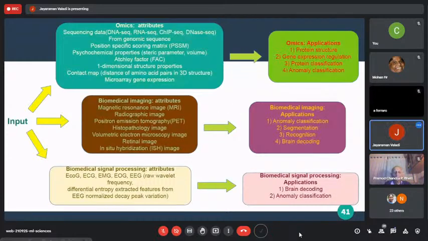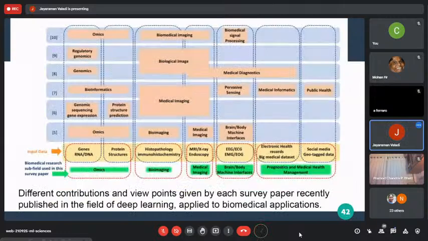The third type of attributes is biomedical signals. They are not images. So you can extract time domain attributes, frequency domain attributes, and multiple attributes from this, and then use these attributes as input to the machine learning methodologies and identify multiple diseases. This is just a cartoon of different papers which have appeared recently on different methodologies.